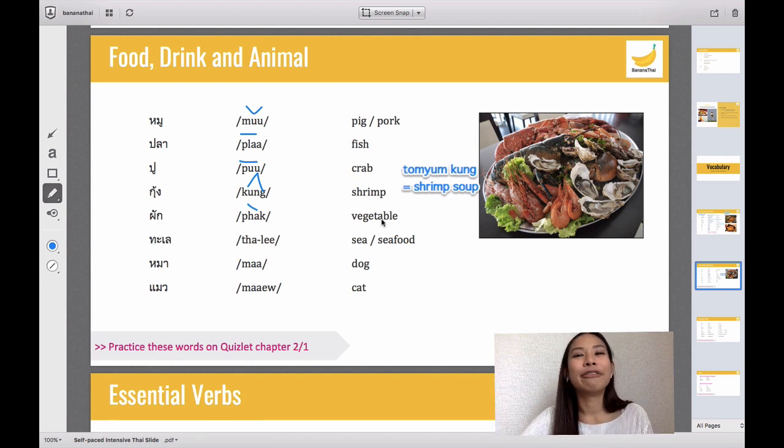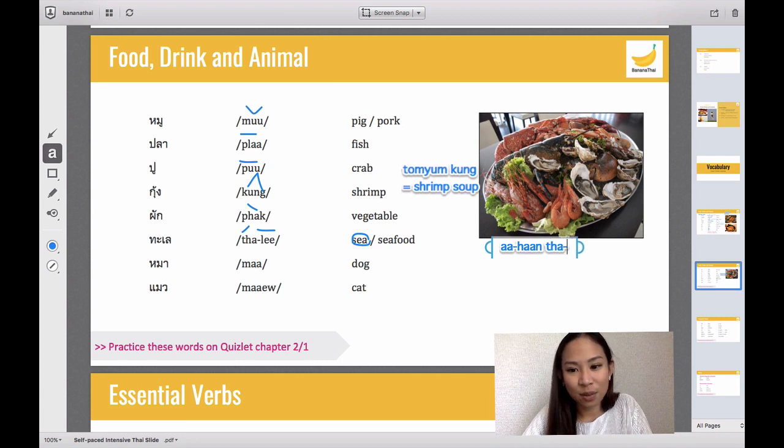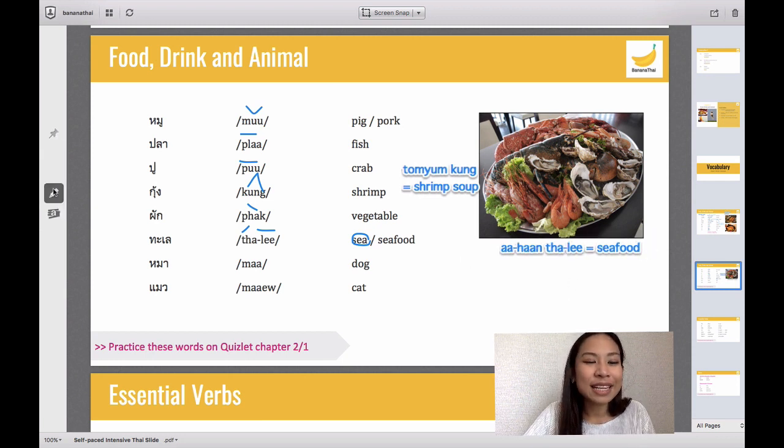ผัก, vegetable. ต่อไป, ทะเล actually means sea. In this case, if you want to say seafood, you can say อาหารทะเล, which means seafood. But if you say ทะเล with food, ทะเล can also mean seafood as well, like a short word.